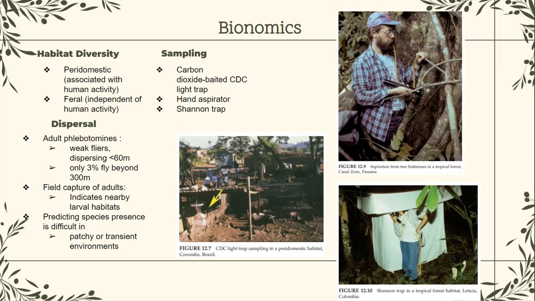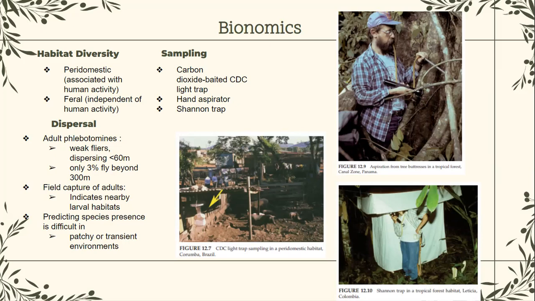Some sampling methods for phlebotomine sandflies include carbon dioxide-based CDC light traps, which are widely used, productive, and easy to use. Hand aspirator, which is labor-intensive and time-consuming, but allows for direct association between larva habitat and resting sites. The Shannon trap, which is effective in forests, attracts flies to light and collects them with a hand aspirator. Now, each method has advantages and disadvantages.